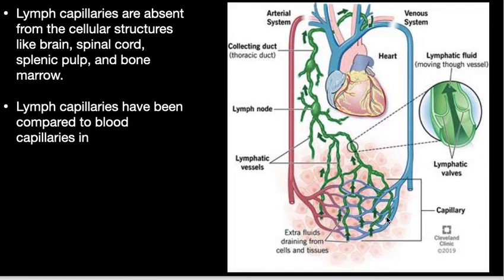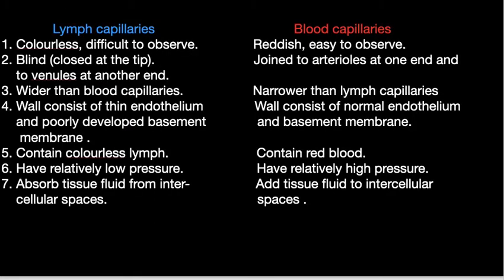The lymph capillaries are absent from the cellular structures like the brain, spinal cord, the splenic pulp, and the bone marrow. The difference between the lymph capillaries and the blood capillaries: lymph capillaries are colorless, difficult to observe. Blood capillaries are reddish, easy to observe. They are blind, closed at the tip, whereas blood capillaries are joined to arterioles at one end and venules at the other end. The lymph capillaries are wider than the blood capillaries. The blood capillaries are narrower than the lymph capillaries.